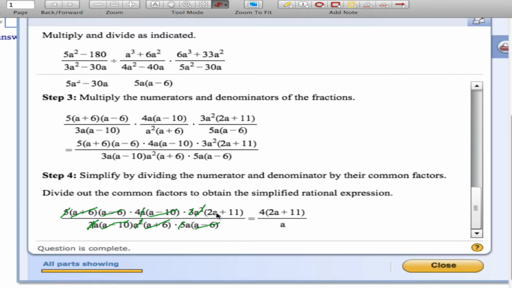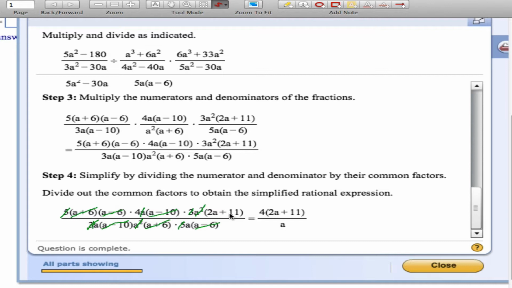It's tempting to see this a right here and think you can cancel it with this a right here, but you can't. The reason why is you can't cancel over addition. It's this plus 11 right here that prevents you from canceling this a with this a. If this just said 2a instead of 2a plus 11, then you could cancel out these two a's. But you can't because of this plus 11.